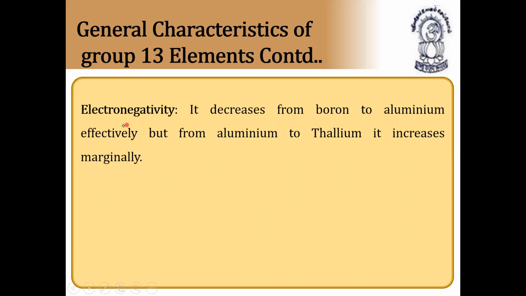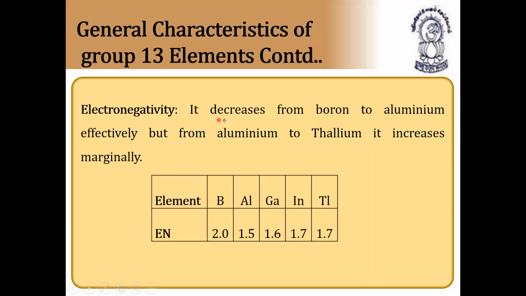Next, continuation: electronegativity. Down the group, the electronegativity first decreases from boron to aluminium and then increases marginally from aluminium to thallium. Very, very important. Why is it increasing? That also we discuss. Electronegativity decreases effectively from boron to aluminium, but from aluminium to thallium it increases marginally. Even though the metallic character should increase, the electronegativity is increasing because of the discrepancy in the atomic size of these elements.